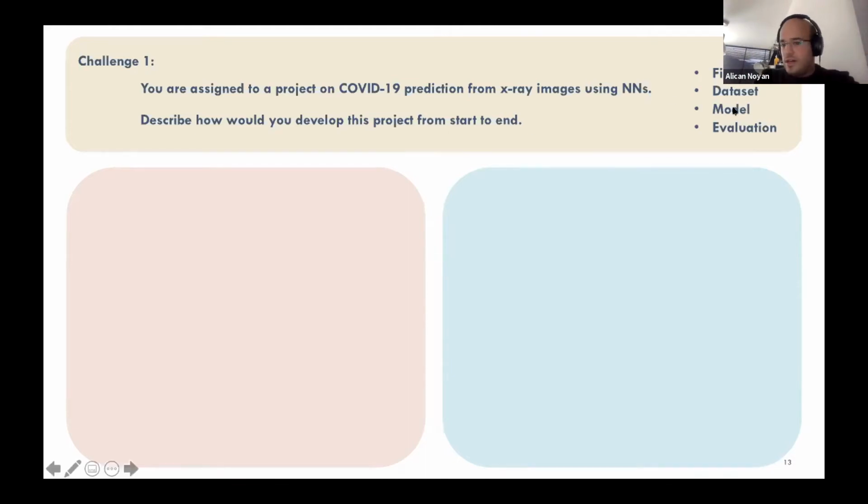I want you to describe your model. This might be the least important thing here. I mean, we all know, right? It could be a neural network, ResNet, whatever. But still, I want you to describe it from start to end. So what would you do?